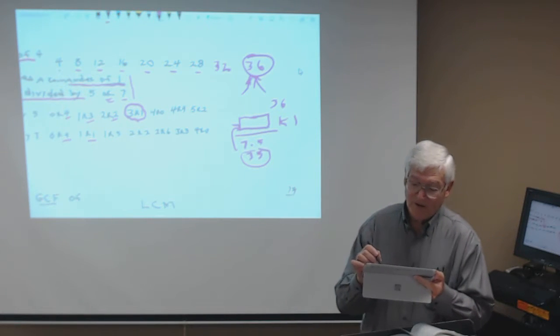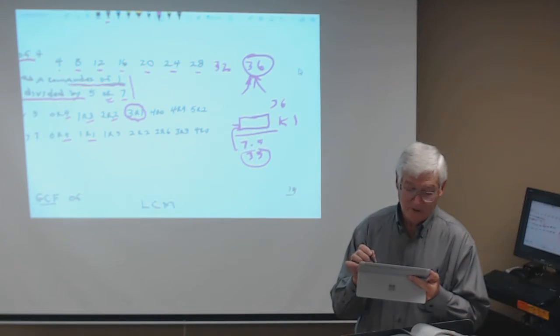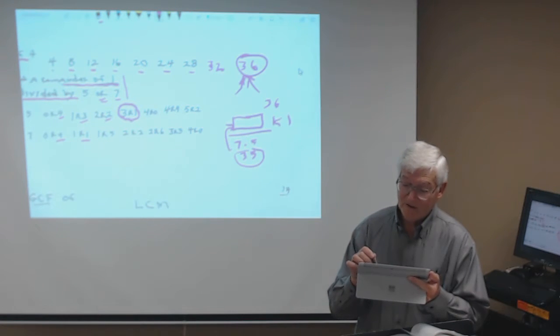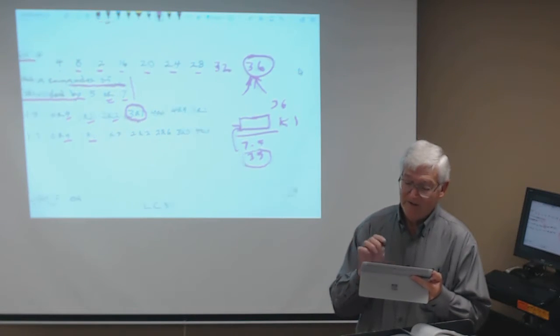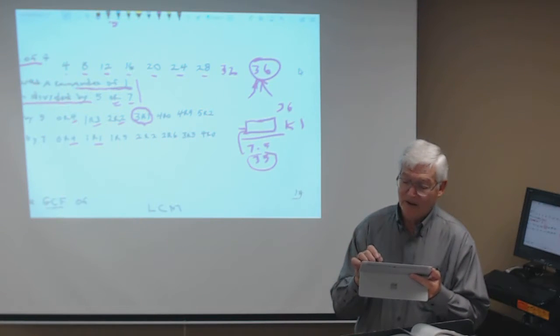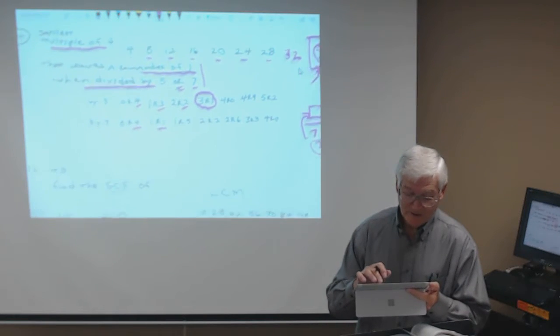5 times 7 is 35, remainder 1. I should have said 4, 5 or 7. 5 times 7 is 35, remainder 1. 7 times 5 is 35, remainder 1. So there's the magic number. Well, that was fun, wasn't it?